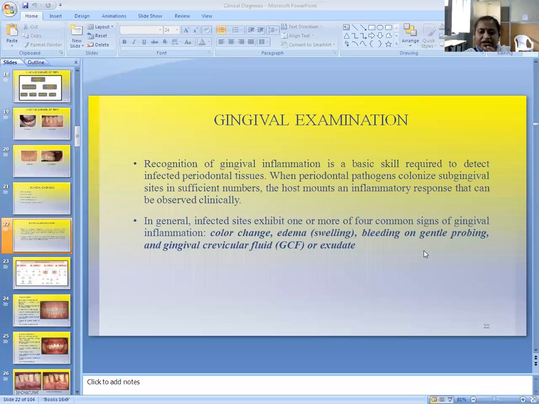Contour, gingival contour changes. So in gingival contour, usually the contour is knife-edged.